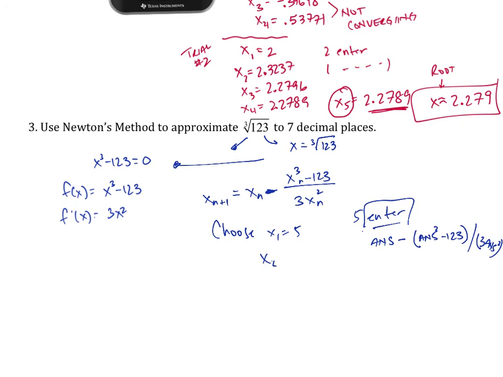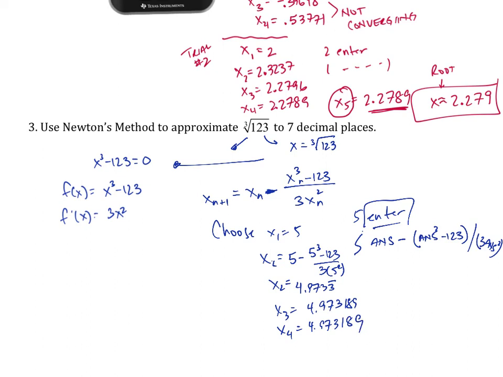And so then x sub 2 equals 5 minus 5 cubed minus 123 over 3 times 5 squared, right? That's what this was. So x sub 2 comes out to be, and I'll save you the hassle here, 4.9733 repeating. X sub 3 comes out to be 4.973189. X sub 4 comes out to be 4.973189. And we are all set. So there's your x: 4.97311898.